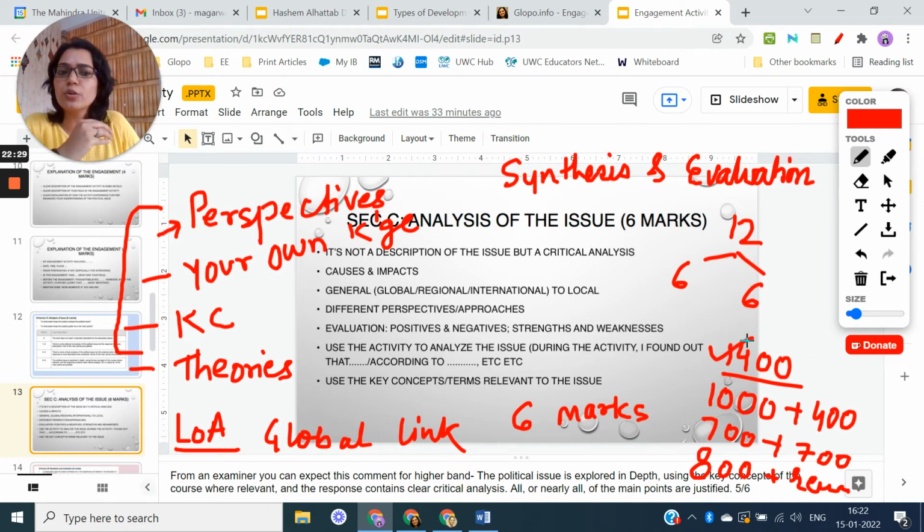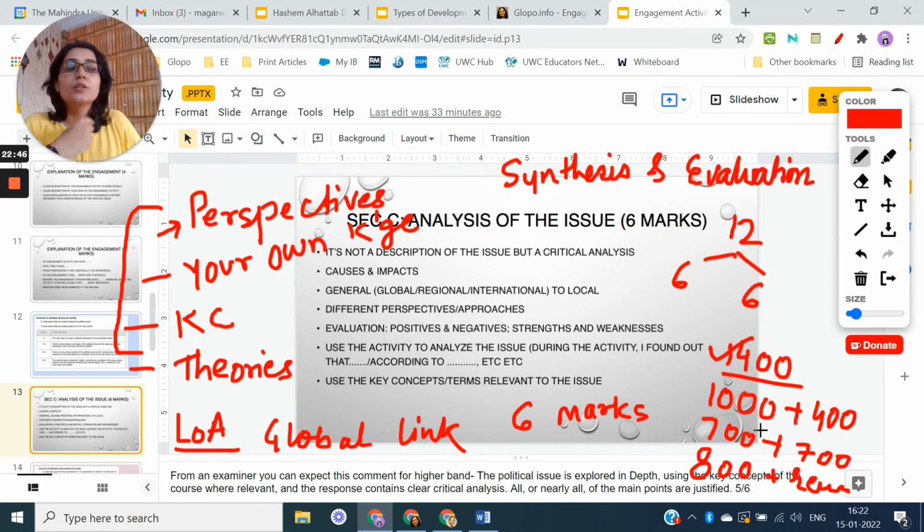Either you can choose to write 1400 words altogether, clubbing C and D together, or you can bifurcate it in case you feel that you are very clear how you are going to evaluate this one. So this is your choice how you are going to do this.